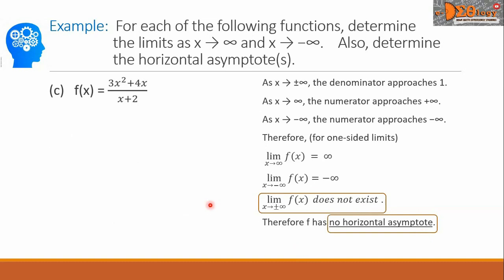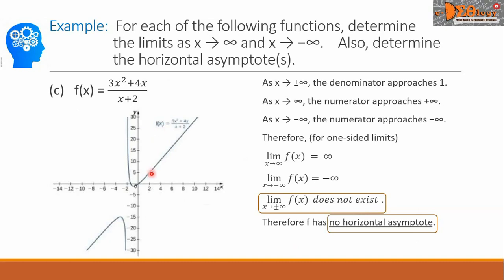Let us now consider the graph of the function. You see here, as x goes to positive infinity, the graph of the function goes larger and larger. Also, when the value of x approaches negative infinity, the graph goes to negative infinity also. And there is no horizontal asymptote in the graph.